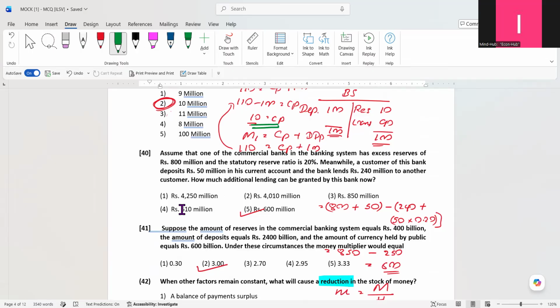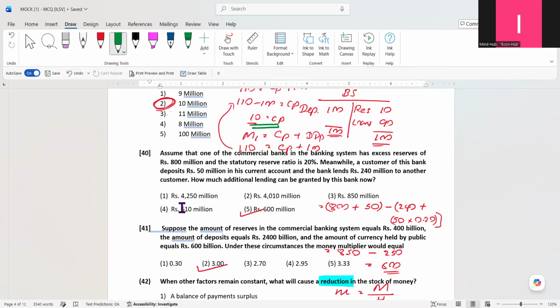Right? So if you adjust the 50 million they got to 20%, that's the total deduction. So 800 plus 50, 850 minus 240. Then 20% of 50 is 10. So that's 250. So 850 minus 250, they get 600. 600 is what they can give out on loans.